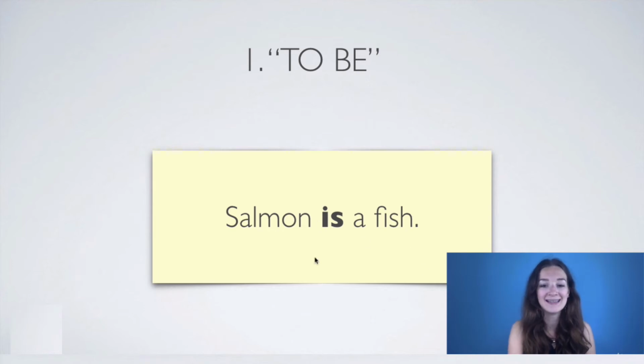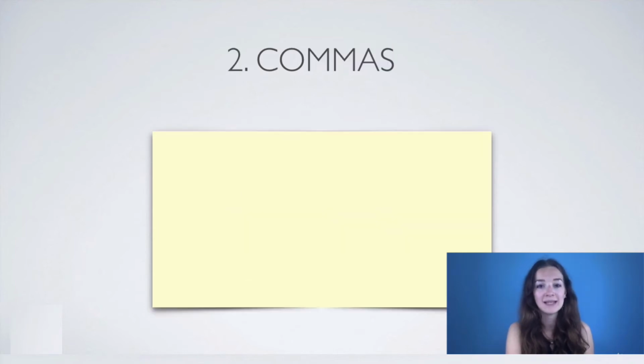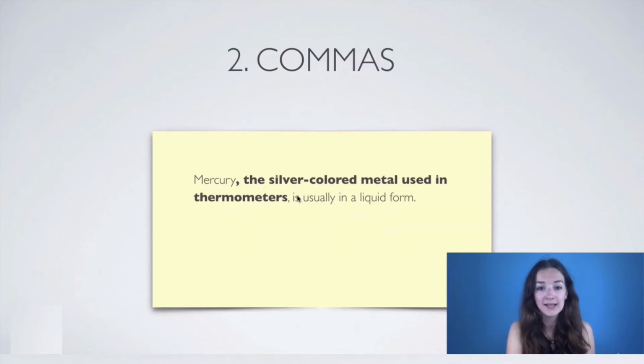So we see this is the synonym, or this is the category, this is the word that explains what salmon is, all right? So the first one is "to be." The second, commas. Sometimes the definition of the word is written in commas. For example, "Mercury, the silver-colored metal used in thermometers, is usually in a liquid form." For example, we don't know what mercury is, but here in the commas we have the definition, right?